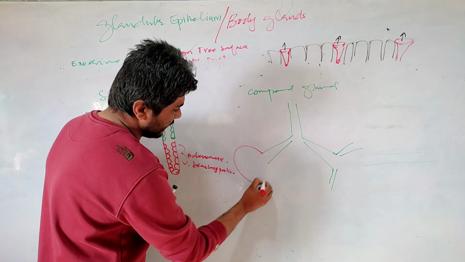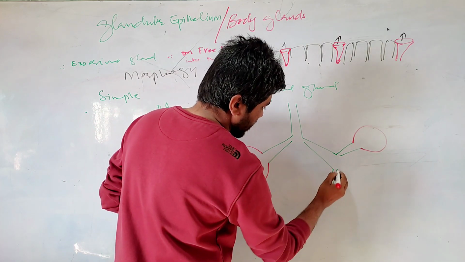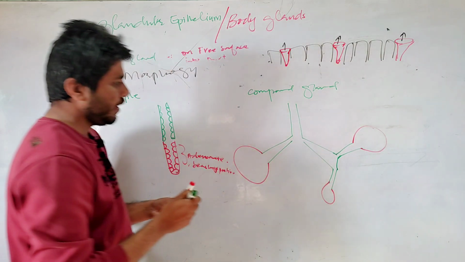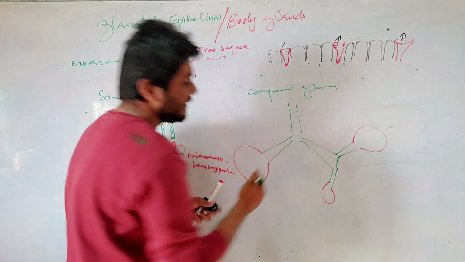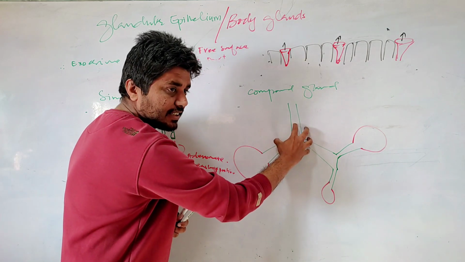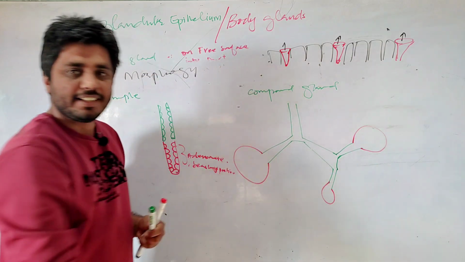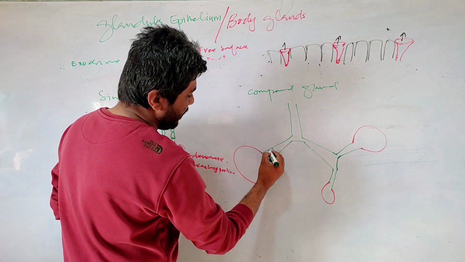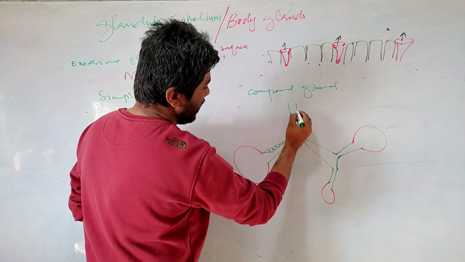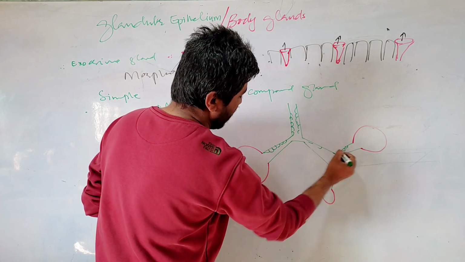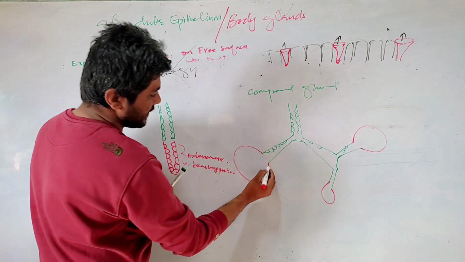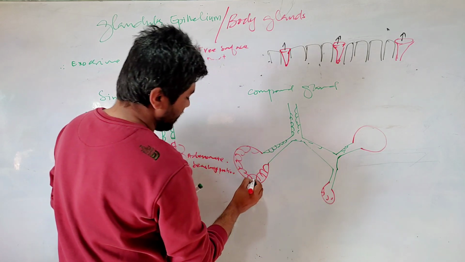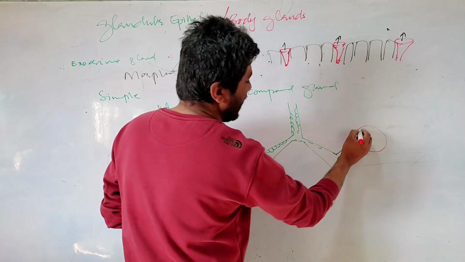This is known as like this. The whole green here is a ductal system. These all are ducts, but these ducts are branched. Here, this duct is unbranched or simple. So in that case, the gland will be known as a compound gland. Okay, that's clear.